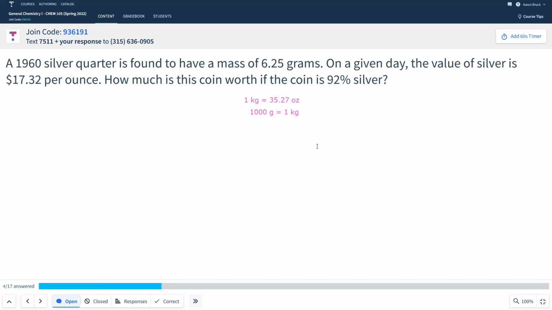So if you're having trouble getting this one started, you need to think about organization. How can you organize the information to get us to the ultimate answer? We've got grams. We need to basically convert it into dollars.